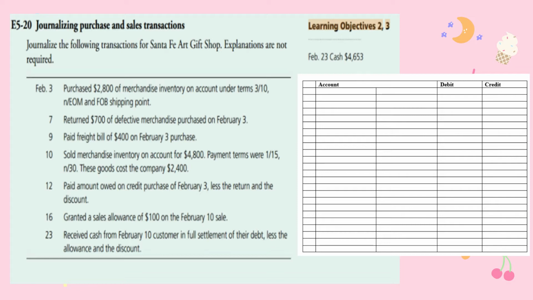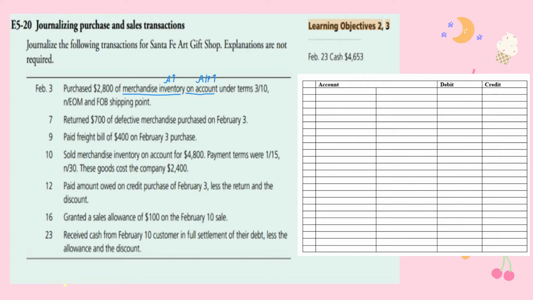purchased 2,800 of merchandise inventory on account under terms 3/10, n/EOM and FOB shipping point. Now, purchase 2,800 of merchandise inventory means this is an asset account. I purchased goods, so the asset account increased. Now, did I pay cash or am I going to pay later? He said it's on account. On account means I'm going to pay later, so it's accounts payable. It's a liability account increased.